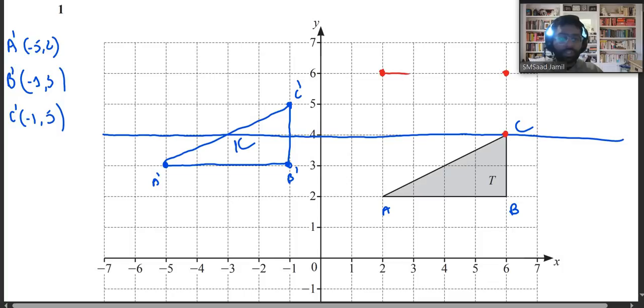So the reflection is, oh, this doesn't look nice. I want straight lines like this. Perfect. I hope you guys get it now.